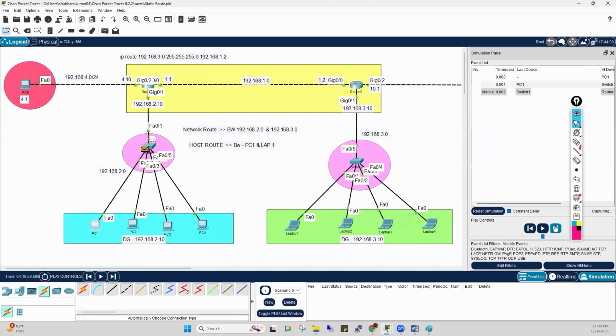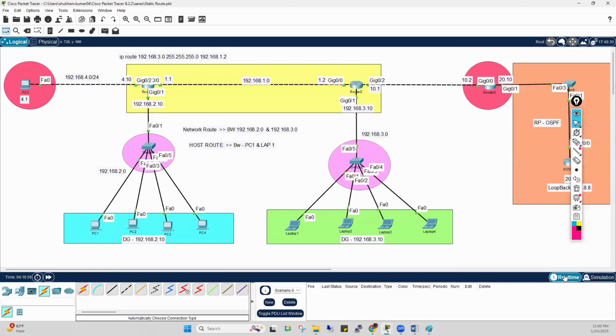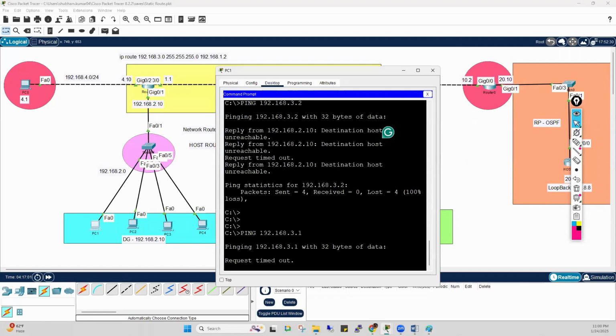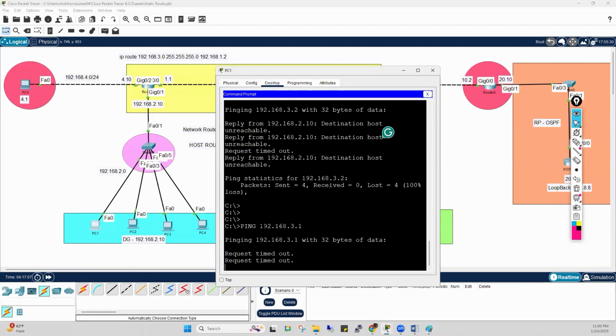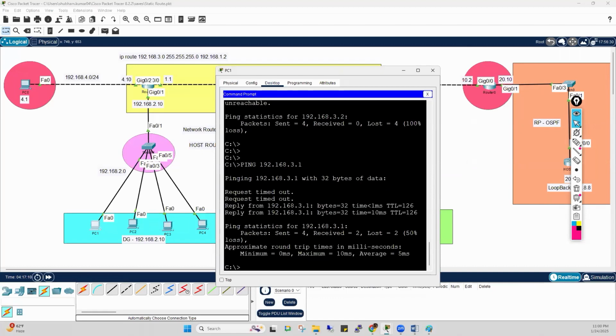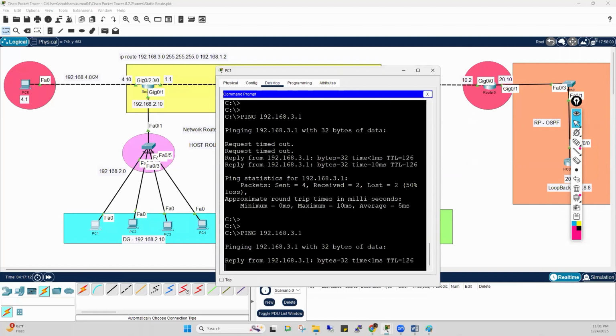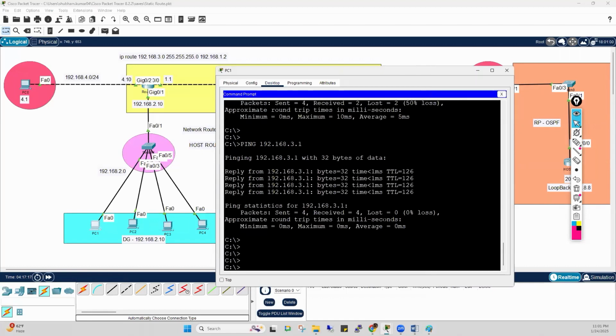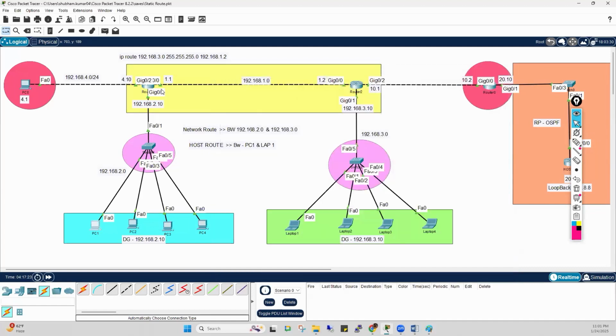Send the packet. The packet reaches here. What will this router do? See, this packet is getting dropped. Why is this packet getting dropped, guys? Maybe there is a bug. Yes, but now I am able to ping. Getting my point? Understand? So guys, this is the way you can configure the exit interface.